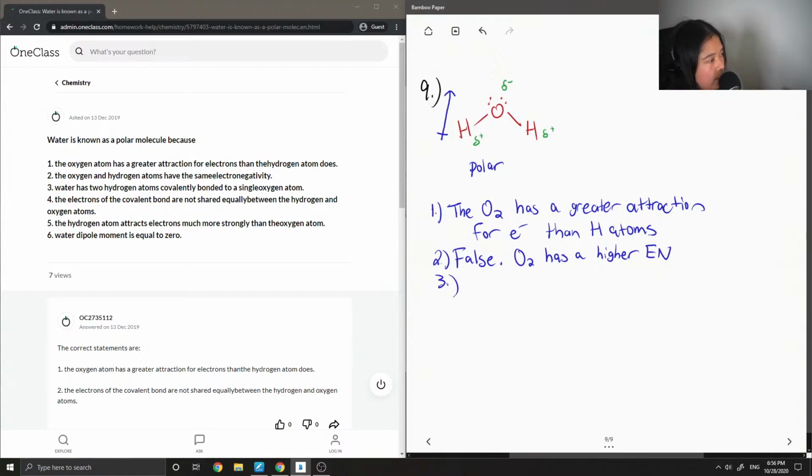3, water has 2 hydrogen atoms covalently bonded to a single oxygen atom. So this is true, but it's not the reason why it's polar. I don't know if it's like a trick question, but I'm just gonna say true, but not a reason why it's polar.